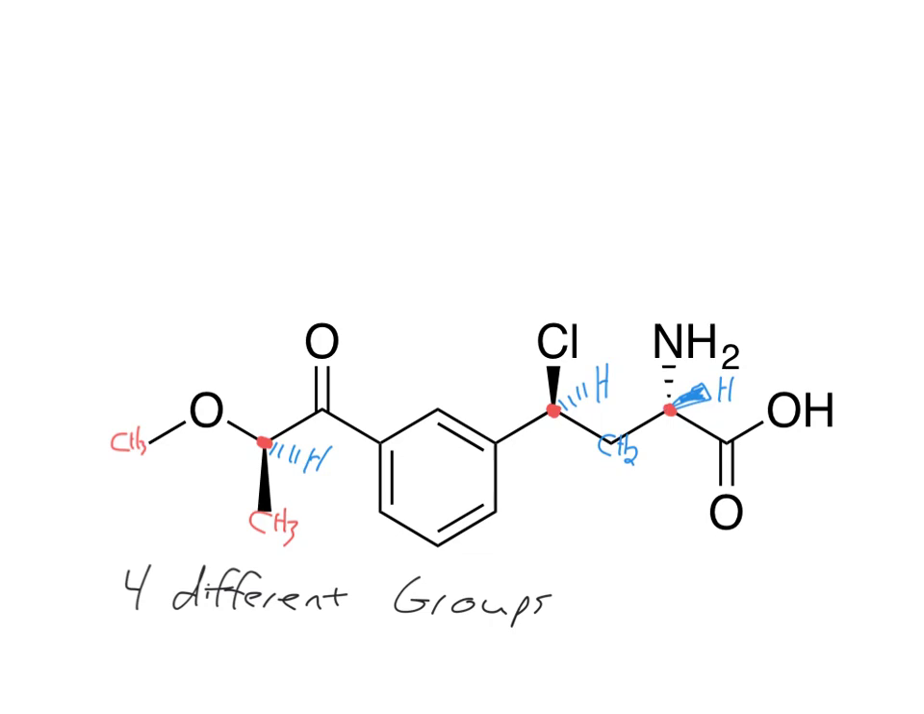So if we go all the way back to the left, the first thing we want to do is start numbering them. We want to find the highest priority, and that means looking at the atoms directly bound. This is our chiral center, so we look at the four groups attached to it: this carbon, this oxygen, this carbon, this hydrogen. We're going to rank them based on atomic number. The bigger the number, the higher the priority. So the first one would be the oxygen.